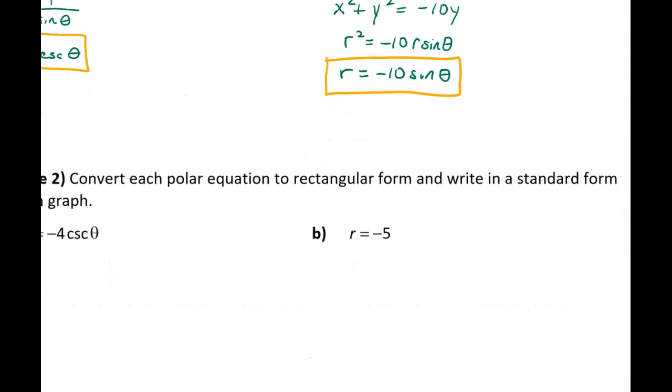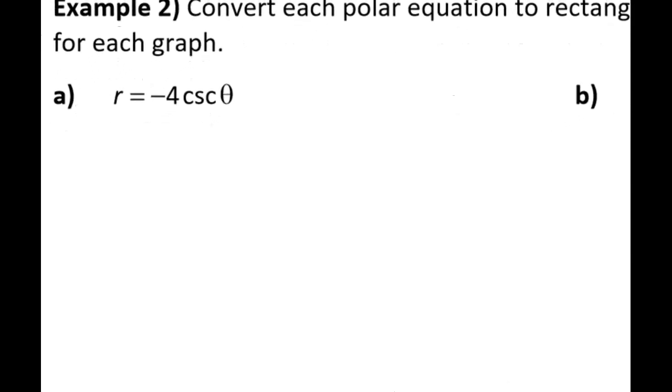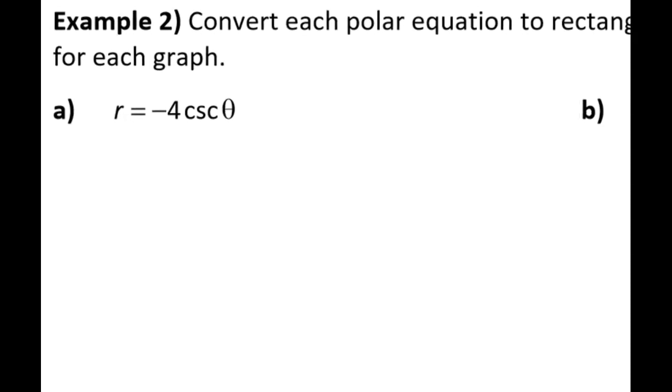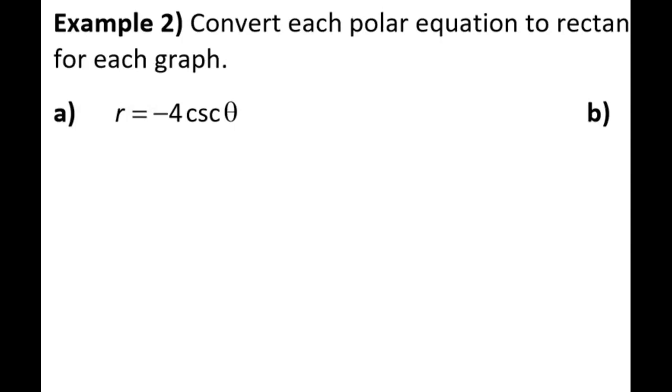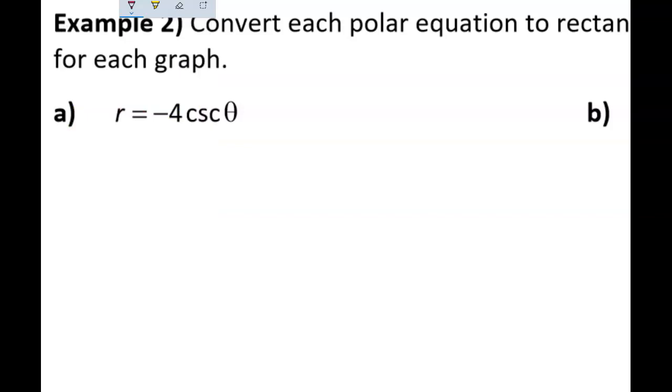All right, now we're going to go in the other direction. We'll take a polar equation and we'll convert it back to rectangular form. Now, if you remember how we did the last ones, all we're going to be doing is reversing the exact same steps. So if we start with r equals negative 4 cosecant theta and we want to convert that back to x's and or y's, we are going to need to probably change the way this equation looks first.